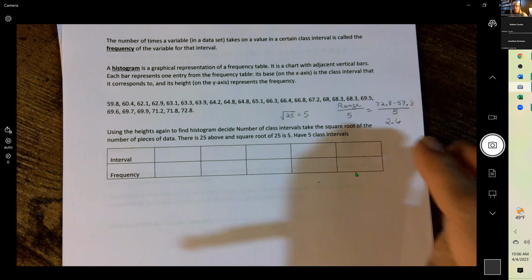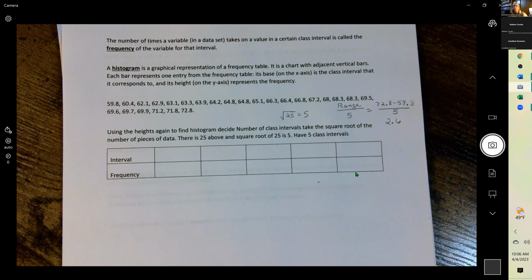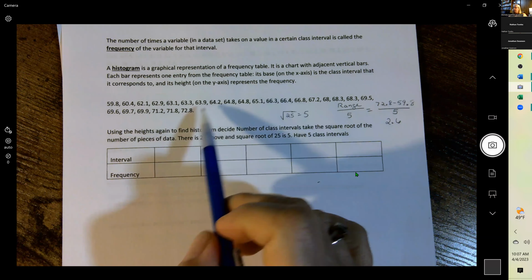Now, your book says to use 2.6, but you should use integers whenever possible. So you should round up. Even if it was 2.1, you need to round up. Otherwise, you may not get all of your higher integers or numbers in. So whatever this value is, you round up, unless it's an integer. So we want to count by 3s.